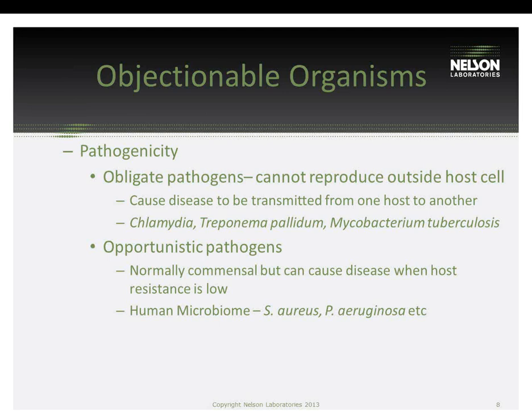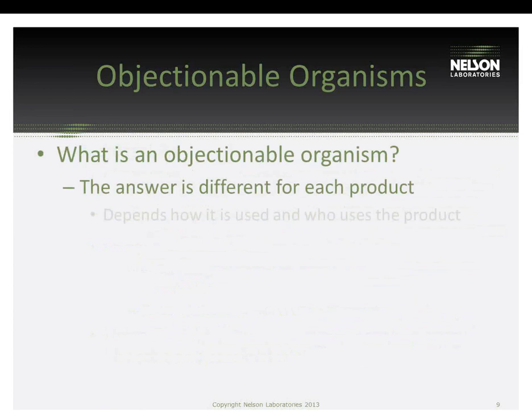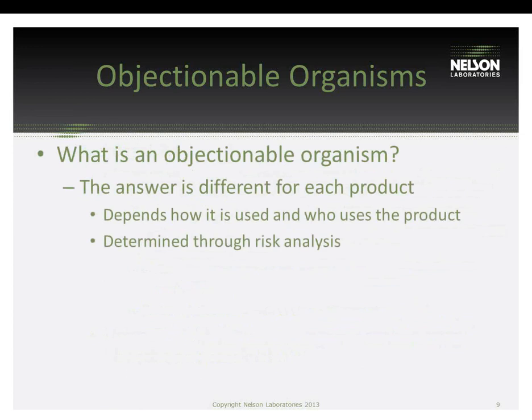Next is an opportunistic pathogen. These are organisms that are everywhere on our skin, in our normal environment. They usually don't cause problems unless there's a change in that environment. For example, yeast infections: yeast is able to grow because the environment changed and the bacteria were not there to have an even environment. But given the right circumstances, any organism can be invasive and possibly lethal.